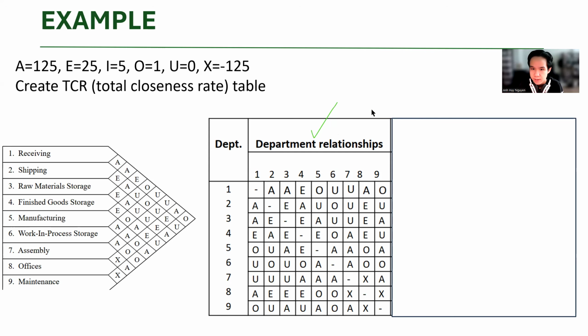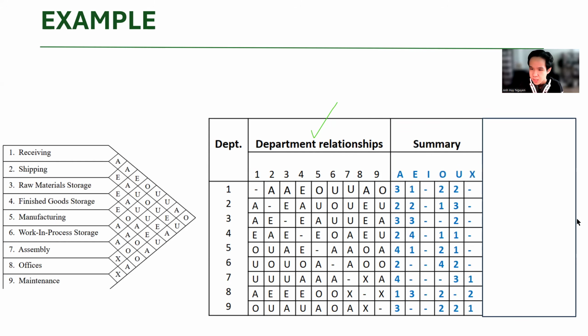Let's move to the next part, the summary. What does this part mean? You just count the number of relationships on each row. For example, look at row number 1 here. How many A's do we have? 1, 2, 3. So we write in 3 A's. How many O's? 1, 2, 2 O's, and so on. So the summary part here is very easy. You just count the number of A, E, I, O, U, X relationships in the department relationship part. That's it. Very simple.